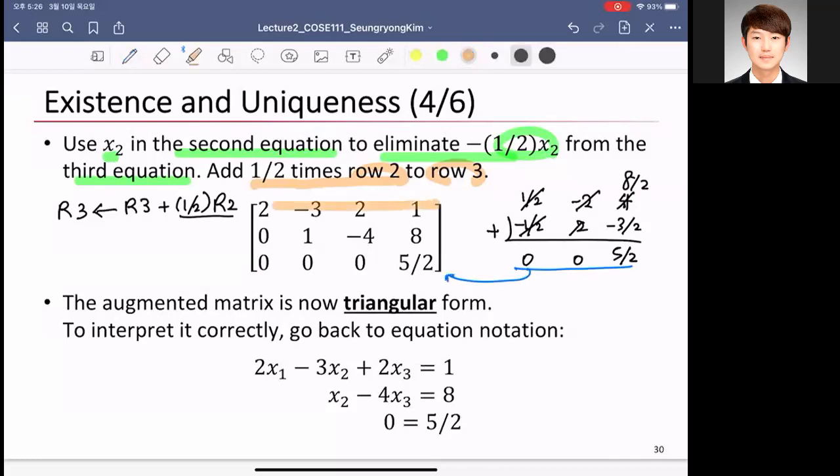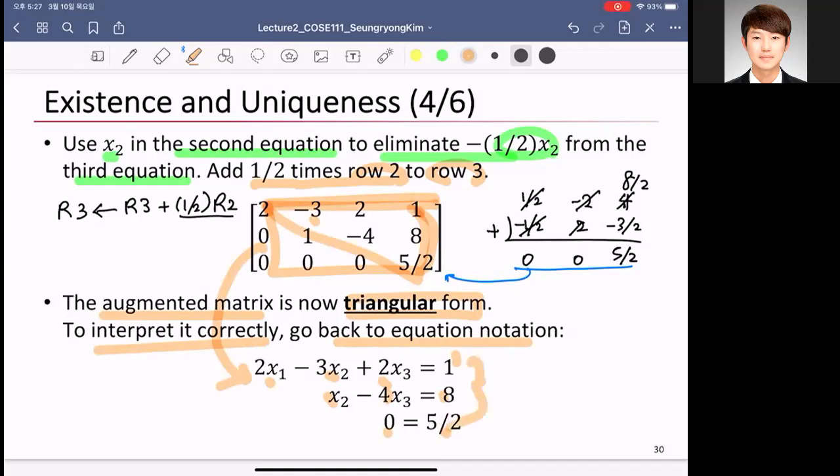Okay, so we achieve this new augmented matrix. So by this, we make the augmented matrix into a triangular form, like this. Right? So to interpret it correctly, this is the augmented matrix. So let's go back to the equation form like this. 2x1, negative 3 x2, 2x2, 1x1, 1x2, negative 4x3, 8, 0, 5 over 2, right?